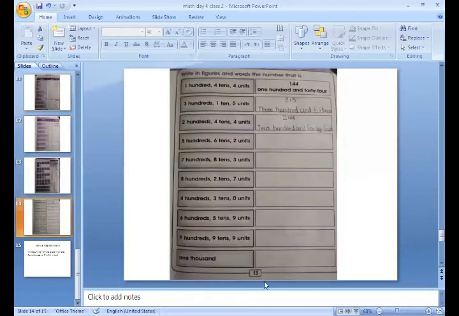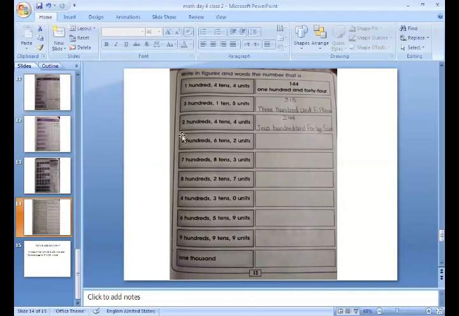Then open page number 13. Here the question is given, write in figure and words the number that is. So see in the second box, here the question is given 300, 10, 5 units. So first you write the number, then you will write the number in words. So you will write here 315 because 300, 10 and 5 units shows the number 315. Then you will write in words 315.